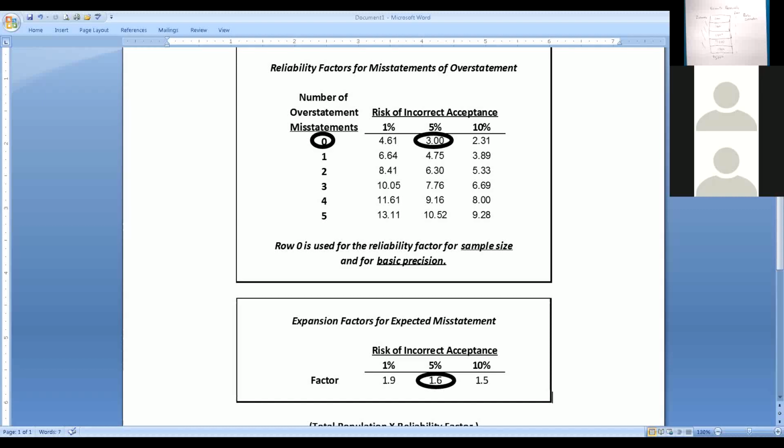And just for anyone that's checking their math, the sample size was 2.5 million times 2.31 over 60,000 minus, and then in parentheses 6,000 times 1.5, which was 5.775 million divided by 51,000.